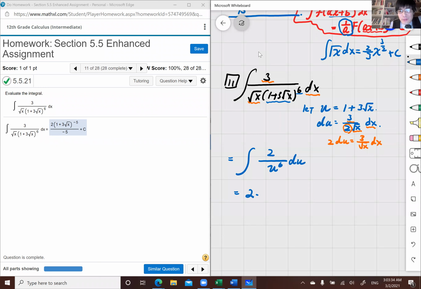So using the power rule, this is a power of -6. So it's going to be a power of -5 and divided by -5. So the result will be 2 over -5. And the u to the -5 is put in the bottom, raised to the power of 5. Okay, so that's the answer.